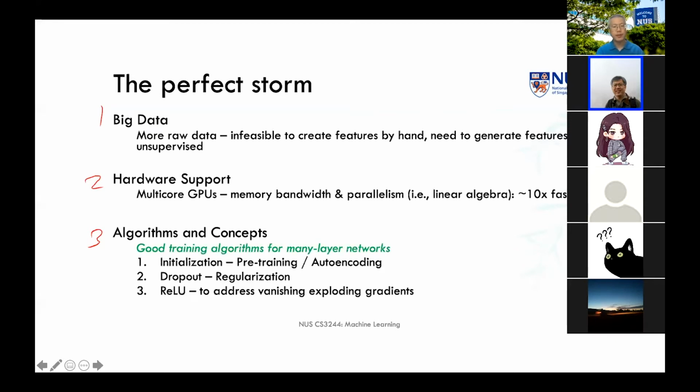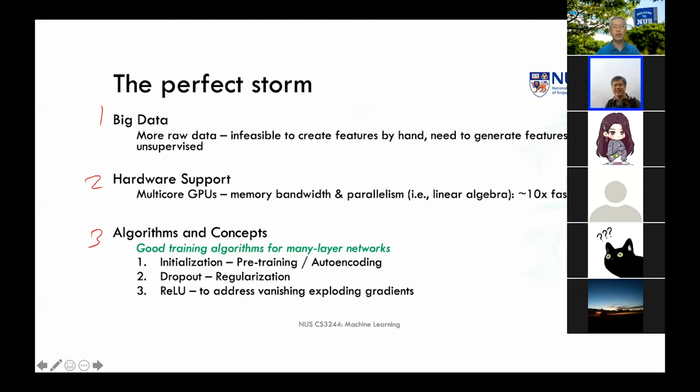Those two were very important, but we still needed some particular algorithms to make it feasible to actually train at large scale. We'll learn a couple of these. One is pre-training or autoencoding, being able to initialize a neural network well so it can train well. Another is good regularization. Again, with billions of parameters, how do you know which ones are not overfitting? So we want to regularize this so that we don't depend too much on any individual neuron.